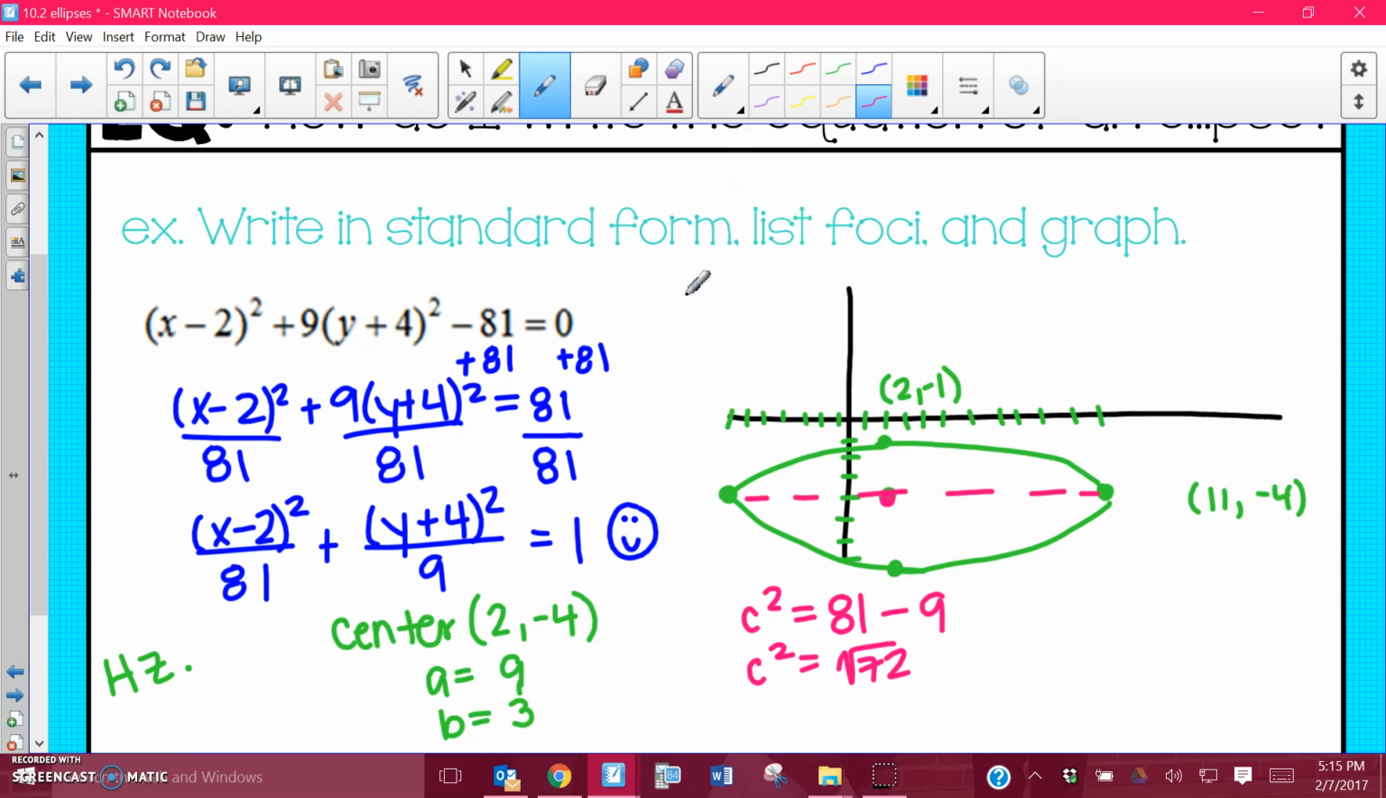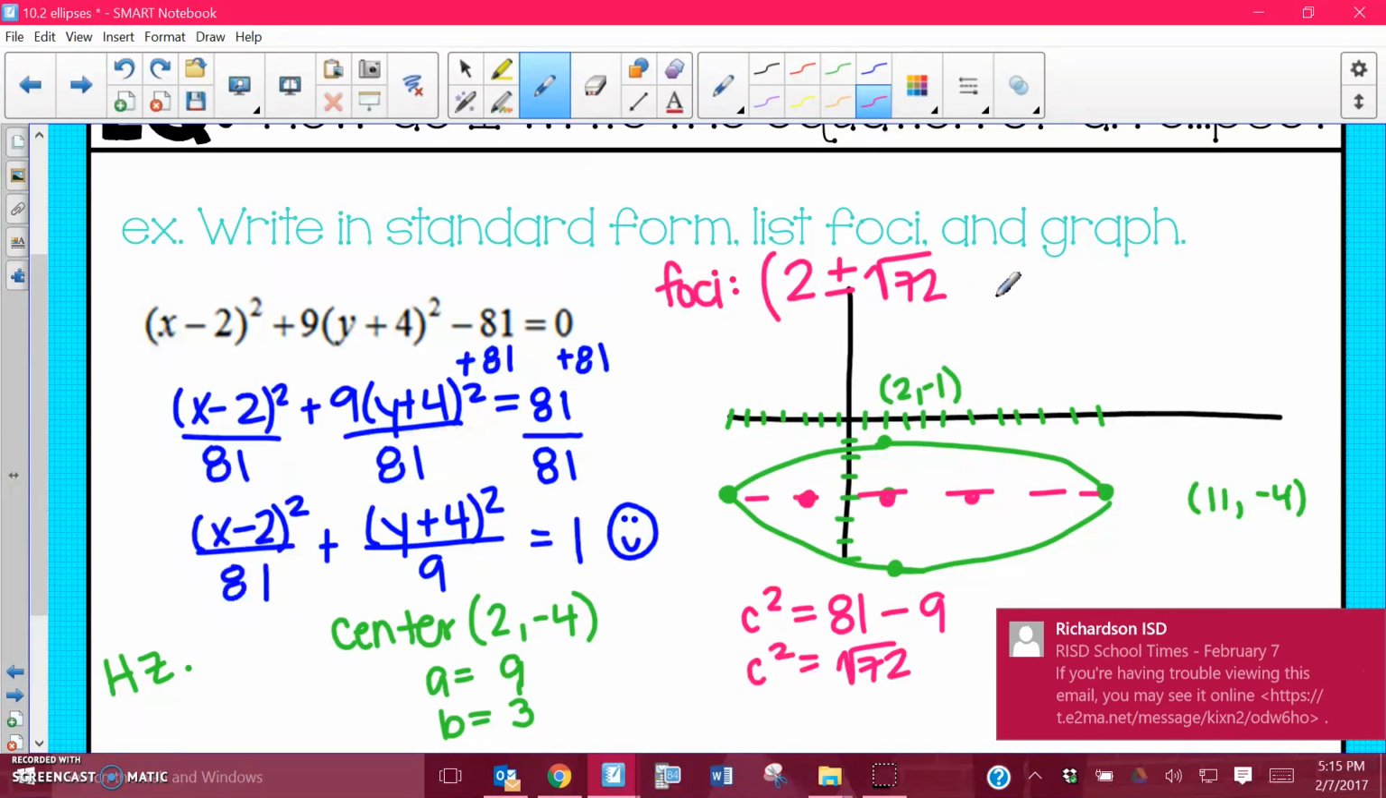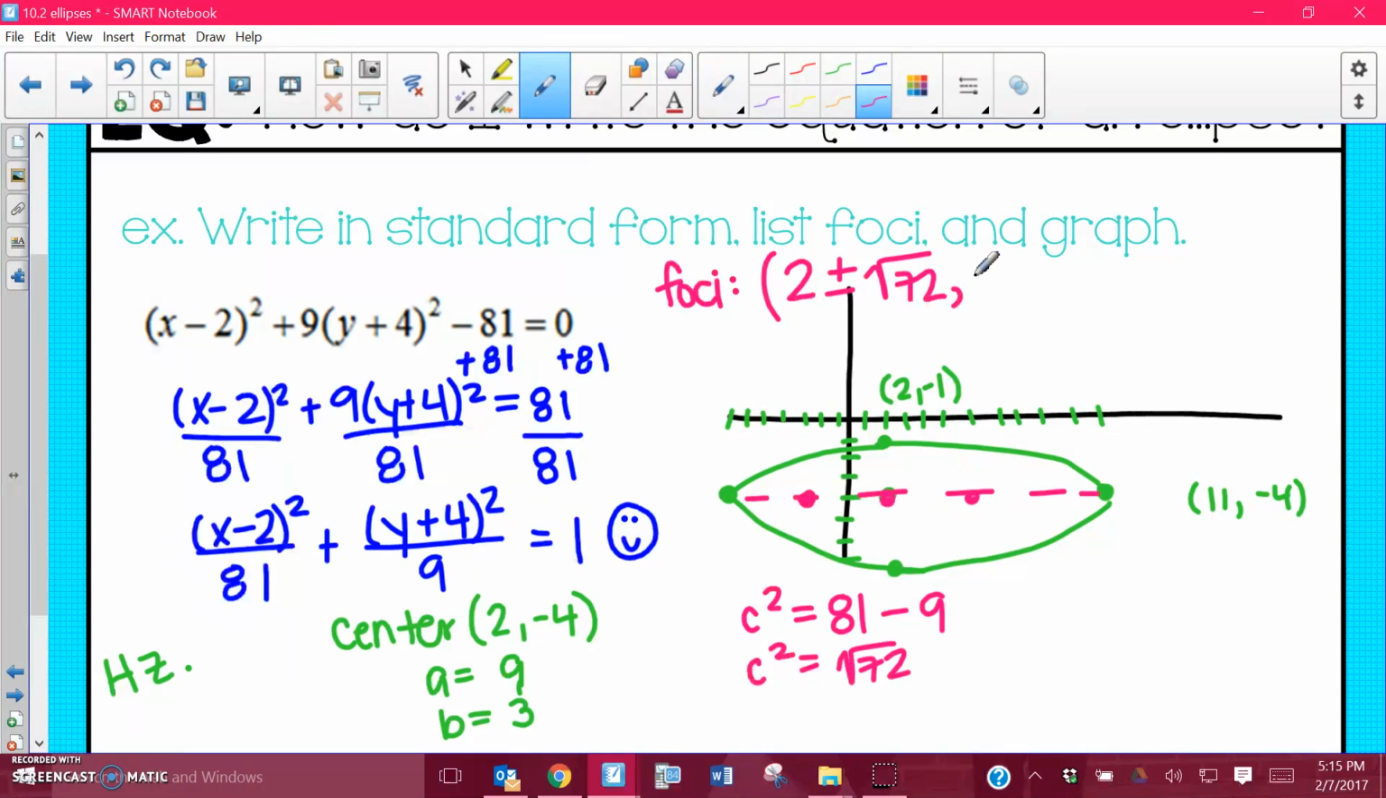So when I find my foci, they're going to be like over here and over here. So I'm going to take my x coordinate for this case. It'd be different if it was vertical. And then I'm going to add or subtract that focal distance, that c value. And then finally, it's going to be along the same y coordinate. So it's going to be at -4.